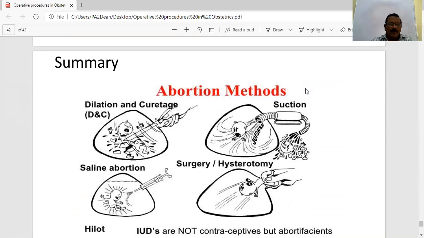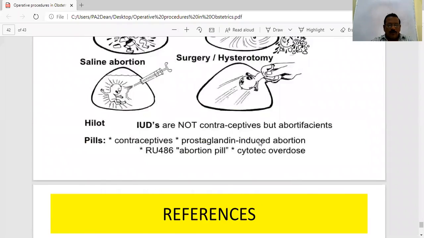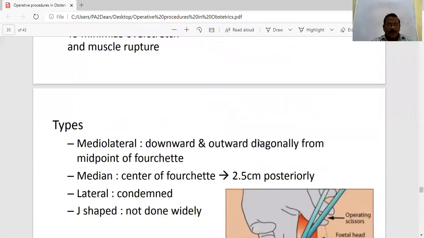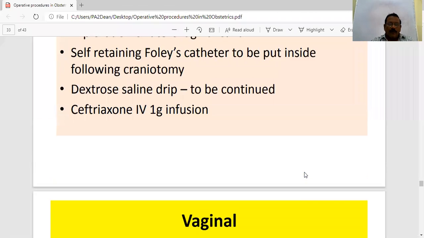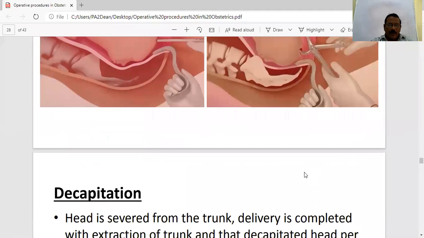To summarize the abortion methods: dilatation and curettage, suction evacuation, saline abortion, and surgery such as hysterectomy. IUDs are not contraceptives but abortifacients. Pills, contraceptives, and prostaglandin-induced abortion. So this is the end of the surgical procedures in obstetrics. Cesarean section is also included in the surgical procedures, but it is an entirely different topic. We shall discuss it later. Cesarean section is cutting open the uterus and delivering the baby near term, or if there is any abnormal presentation, we can do a cesarean section before term also. That we'll discuss later in detail.